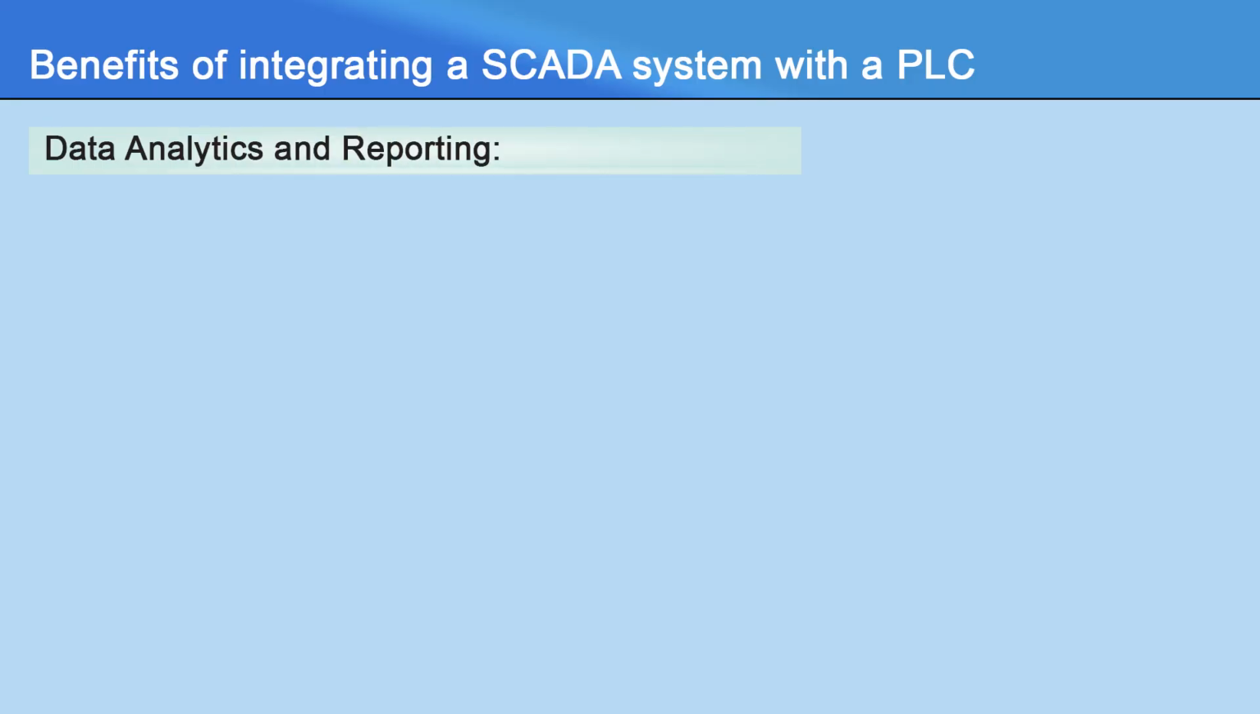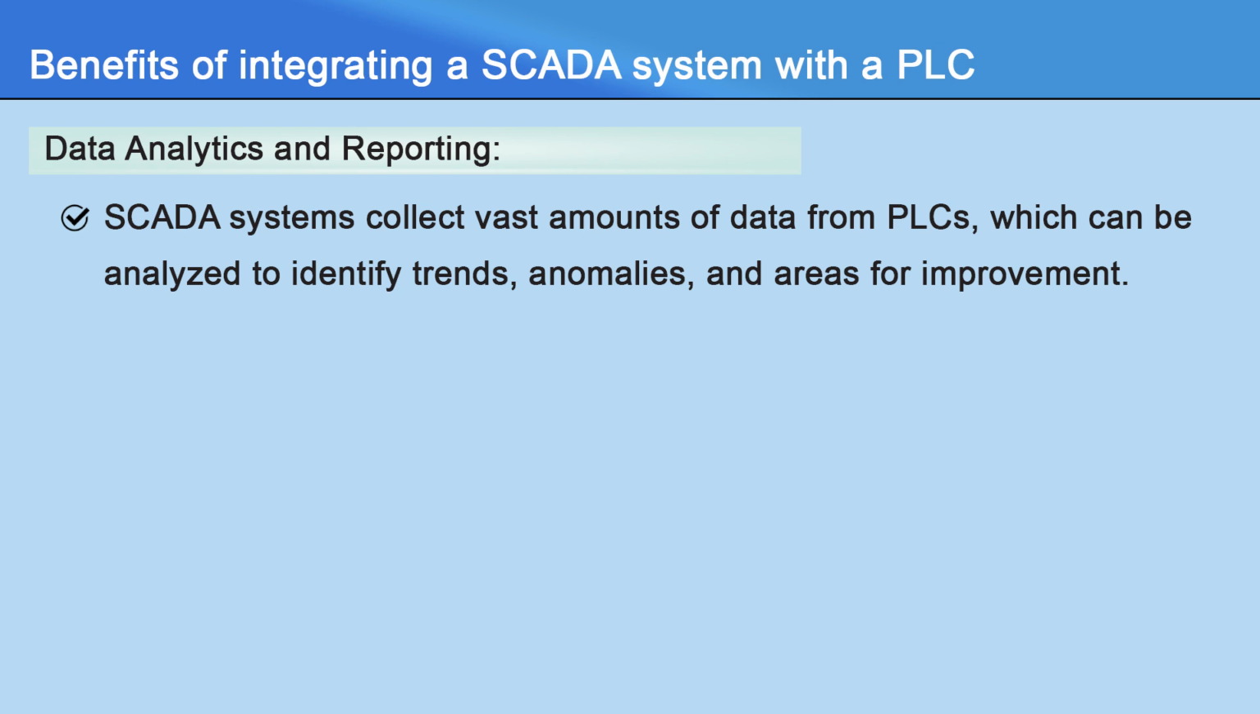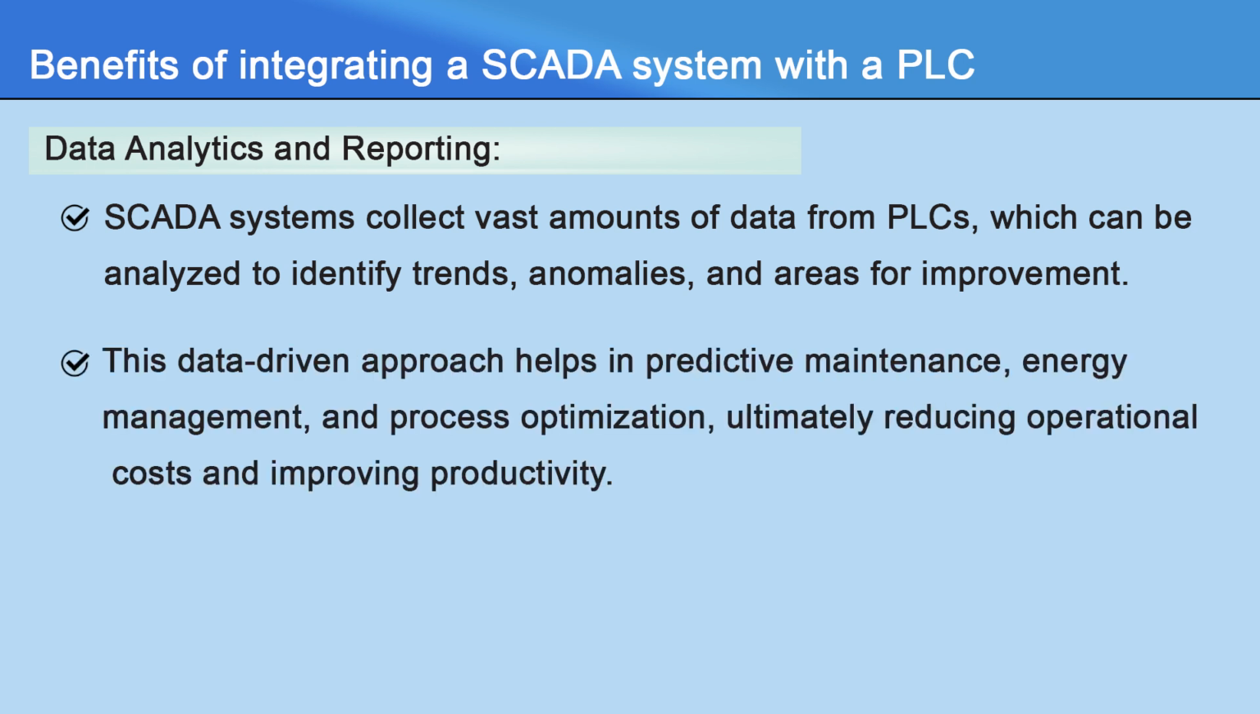Next is the data analytics and reporting. The SCADA system collects a vast amount of data over time from the PLCs, which can be analyzed to identify trends, anomalies and areas for further improvement. This data driven approach helps in predictive maintenance, energy management and process optimization, which ultimately reduce the operational cost and improve the productivity of the system.